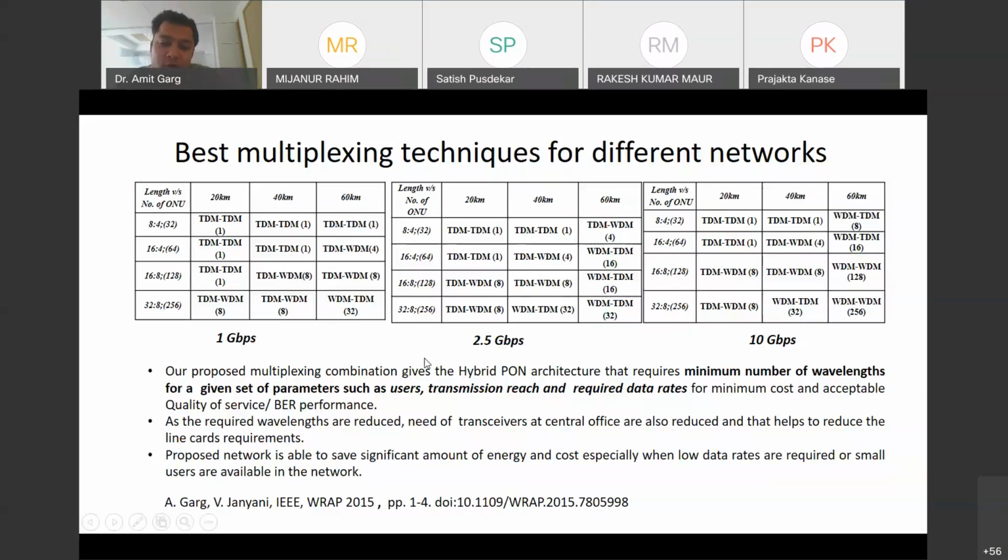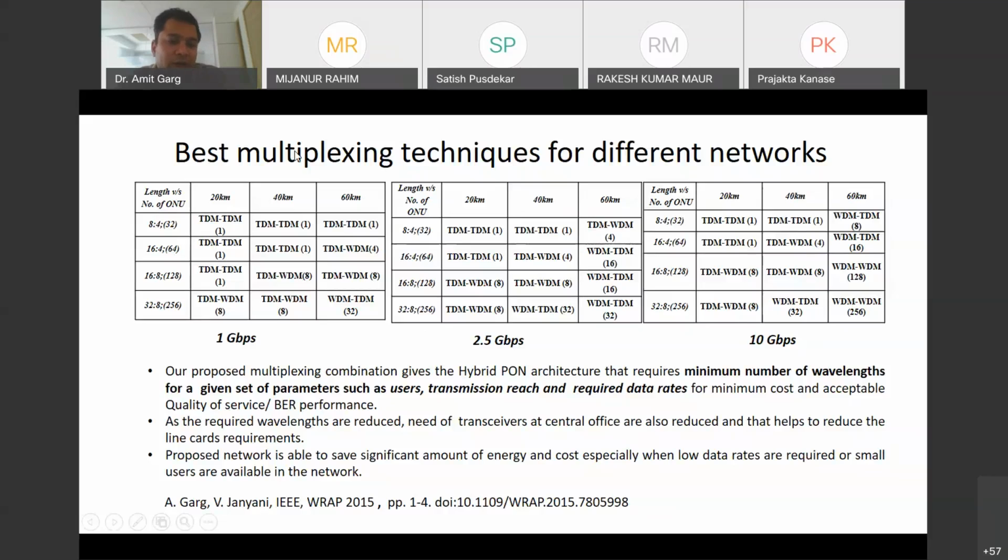Okay, so I have tried to do some kind of optimization here. We are operating at 1 Gbps, and we have a network scenario of 8 cross 4, where TDM is the best multiplexing technique. This multiplexing technique is proposed in such a way that the receiver sensitivity condition is fulfilled. If we are not concerned about the cost, definitely we prefer the TDM PON, as the cost will be low. But security, we need to compromise.